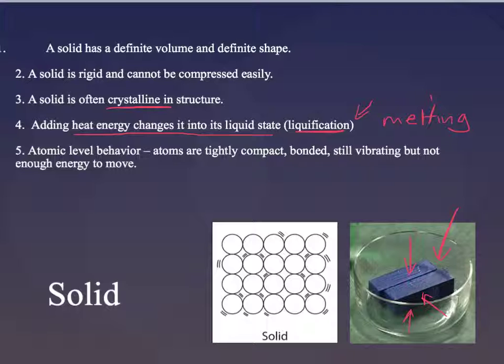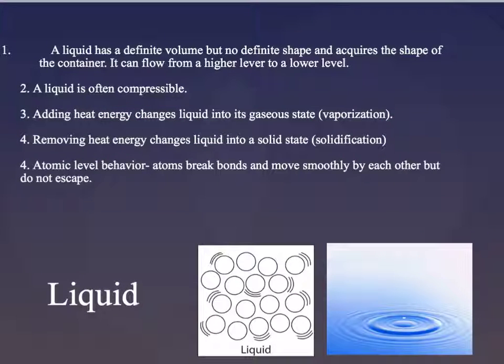Now, what is happening on the atomic level? The atoms are tightly compact, bonded, but remember, each atom is still vibrating, but not with enough energy to actually break the bonds that are connecting it to the surrounding atoms and have it break free. Now, when we add heat energy, we will begin to break these bonds and allow the atoms to start shifting and moving around smoothly by and past each other.